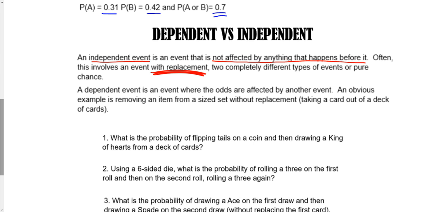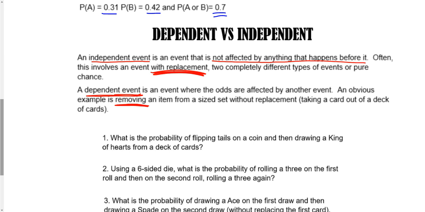With replacement means you put it back. The example I just told you is the dependent event. So dependent events is when you remove the item, or you keep it out, or you do it without replacement. Independent is when you put it back. So if I pick a card, put it back, and then pick another card, the bottom of my fraction stays 52. So that means the second probability was not affected by what happened first.